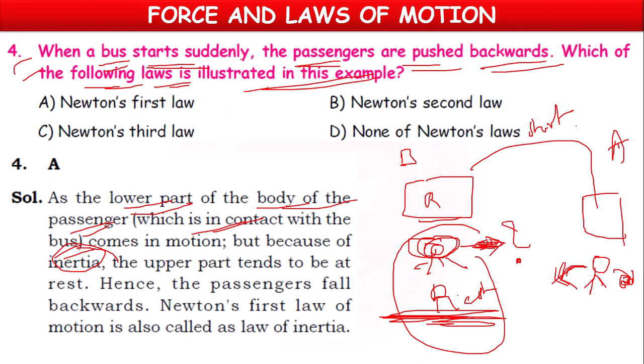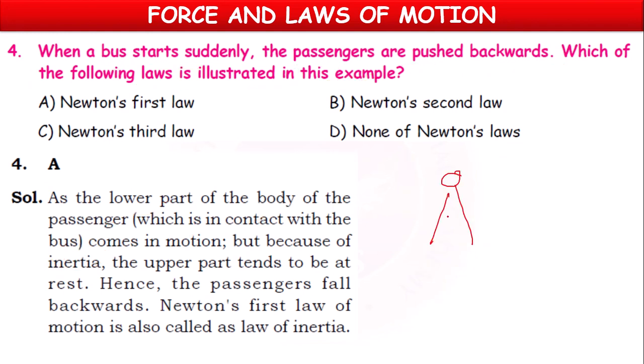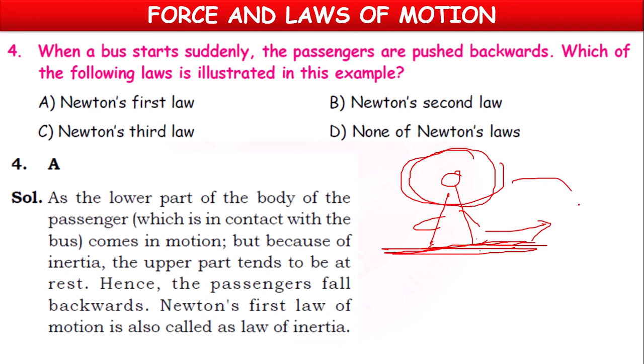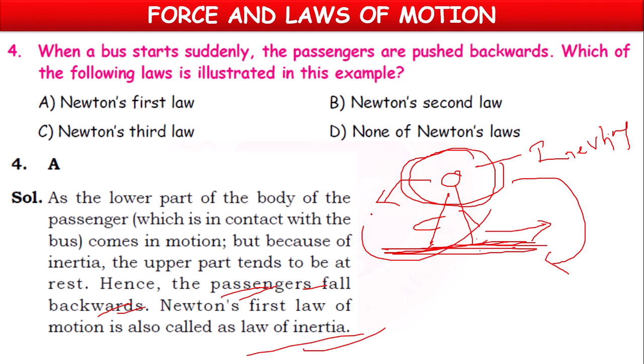Sorry children, 1 minute. When the bus suddenly starts moving, the lower part of the body is in contact with the bus body. So along with the bus, it starts moving forward. But the upper part of the body, which is not in contact with the bus, still continues to be at rest due to inertia property, due to inertia of rest. So that's why the upper part of the body falls backwards, or the passengers fall backwards. So this concept is explained in the law of inertia, which is also called Newton's first law. So option A is the correct answer.